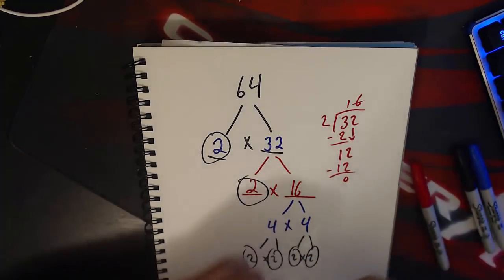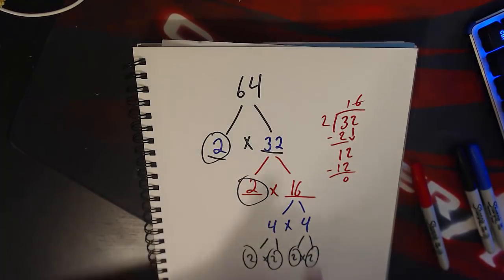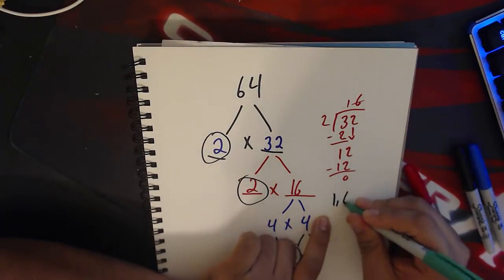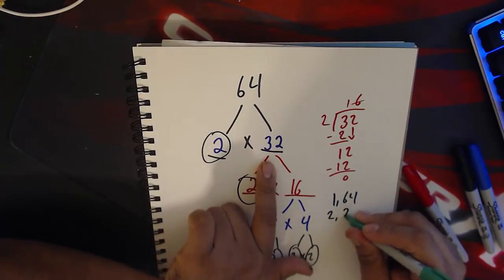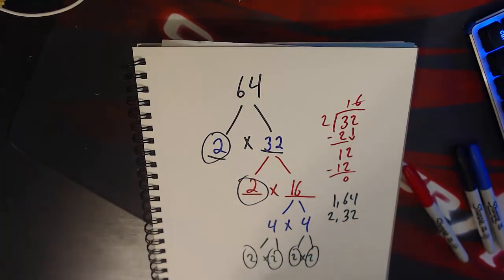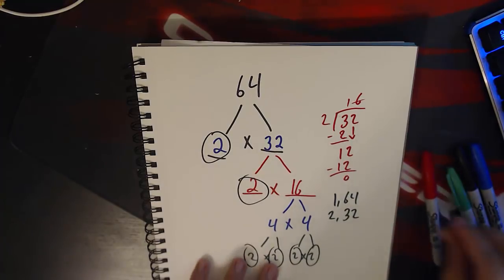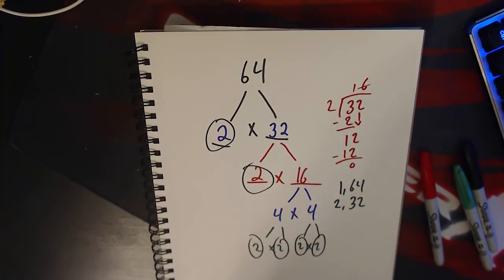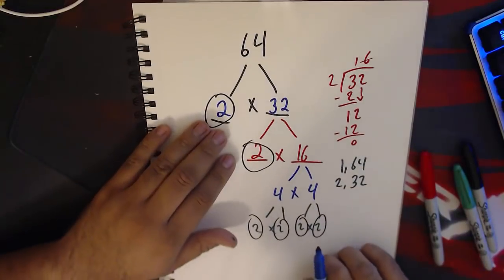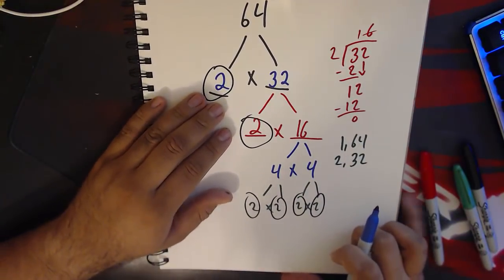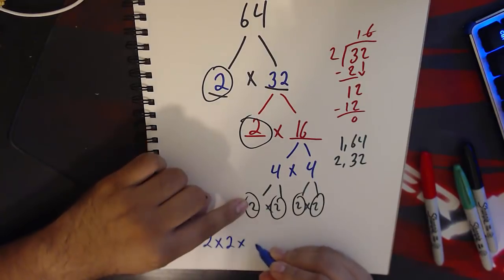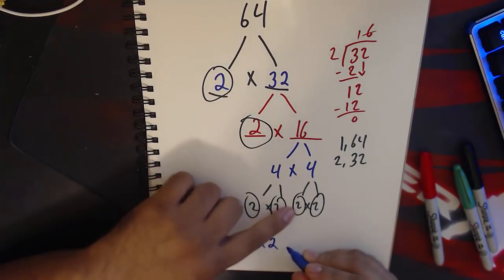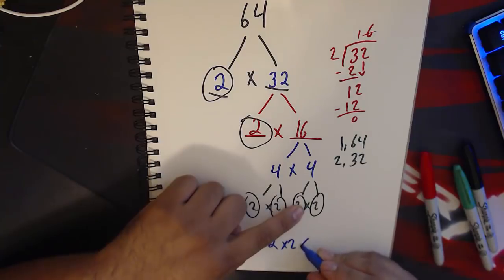I'm going to write my factors in green, right over here on the side. So 1 and 64. I know 2 and 32 right here, those are going to be factors. And now what I can do is use the associative property. I'm going to do that in my blue pen. All I have to do is write down my 2's here. So I'm going to scoot my paper a little bit more forward. So 1, 2, 3, 4, 5, 6: 2 times 2 times 2 times 2 times 2 times 2.